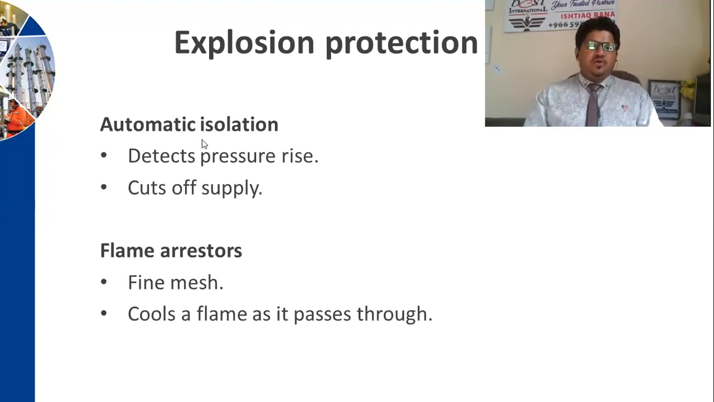Explosion protection systems also include automatic isolation, which detects a pressure rise and cuts off supply, and flame arresters, which use a fine mesh that even cools a flame as it passes through.